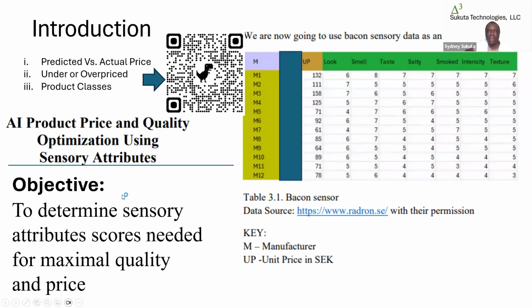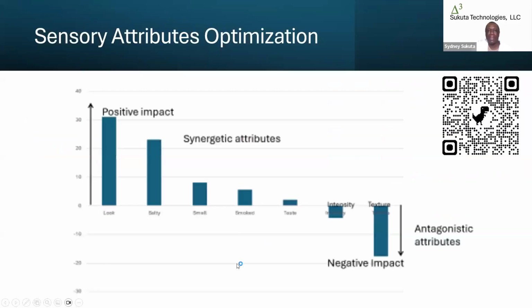So the objective of this part two is to determine sensory attribute scores needed to maximize the quality and subsequently the price. I think we already explained what this table means, so we're going to move on. Again, we're talking about maximizing price. So our maximum price is 158. Let's see how things go as we do the manipulation of these numbers to see what happens.